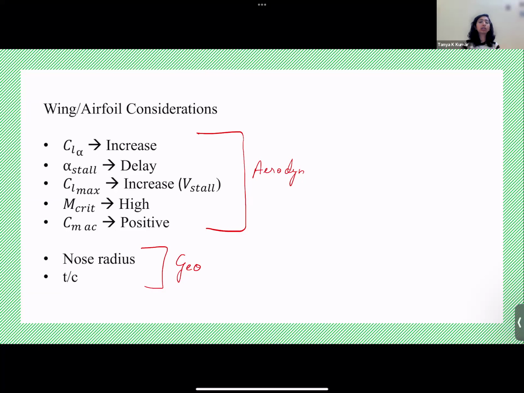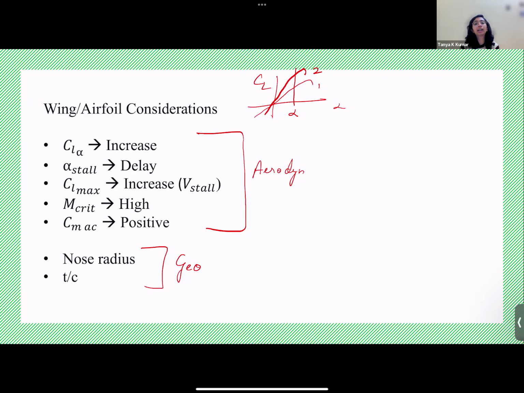Okay. So we want our CL alpha to be as high as possible. We want it to increase. Why? If you have two airfoils, one like this and one like this, CL versus alpha, at the same alpha, if this is the first and this is second, the second airfoil gives you more lift. Okay, so we want CL alpha to be higher. That's one design consideration.